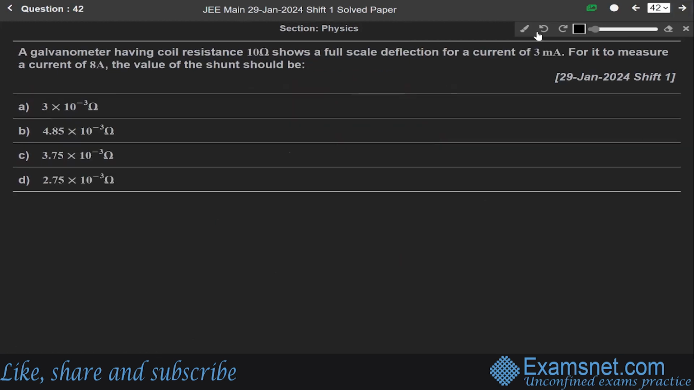Now next question, question number 42. This question says that there is a galvanometer having coil resistance 10 ohm, which shows a full scale deflection for a current of 3 ampere. For it to measure a current of 8 ampere, we have to find the value of the shunt. So students, this question is from the chapter of magnetic effects of current and magnetism.